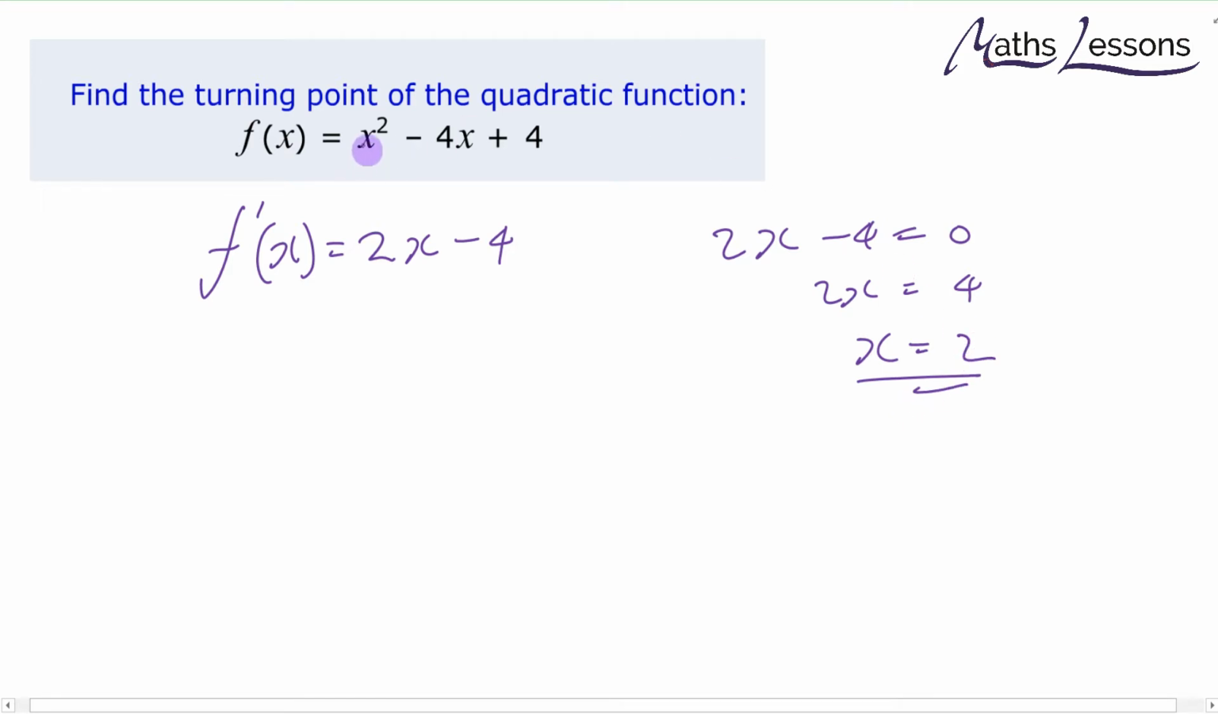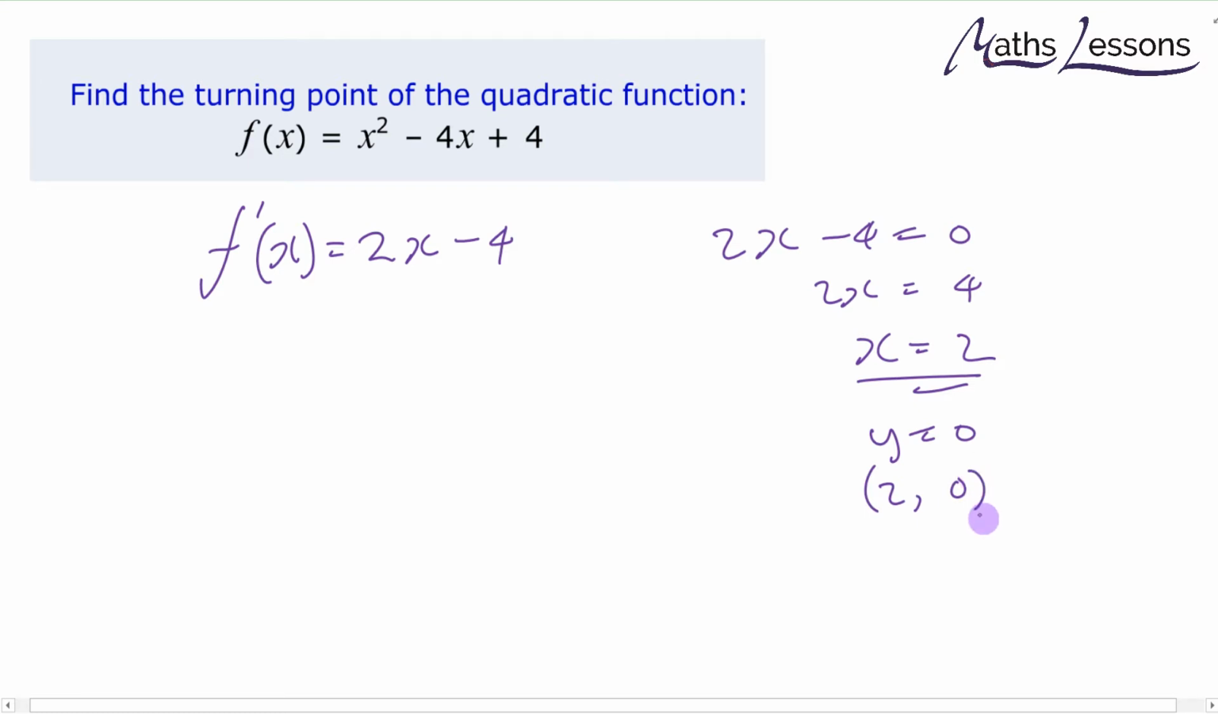We can put that back into this. So we get 2 squared minus 4 times 2. So that's 4 minus 8 plus 4 is 0. So you get a y value equal to 0. So the turning point will be at 2, 0.